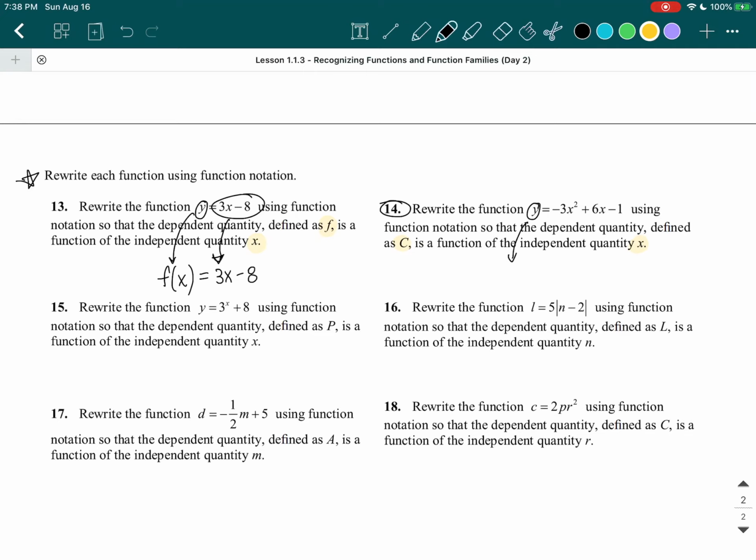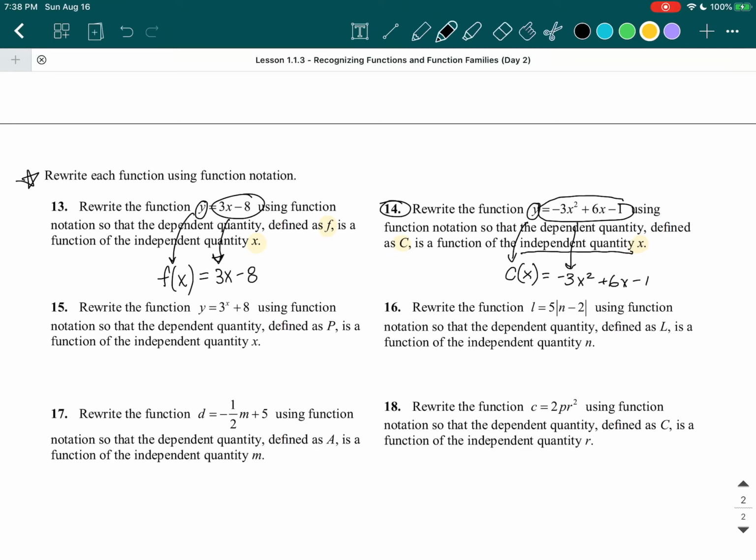So what we're doing is we're taking this y and we're replacing it. What letter did they tell us to replace it with? C. Parentheses. What is our independent quantity? X. They say that right here. Independent quantity is x, okay? So c parentheses x equals, and then what do we put over here? We just copy this whole thing. Negative 3x squared plus 6x minus 1.